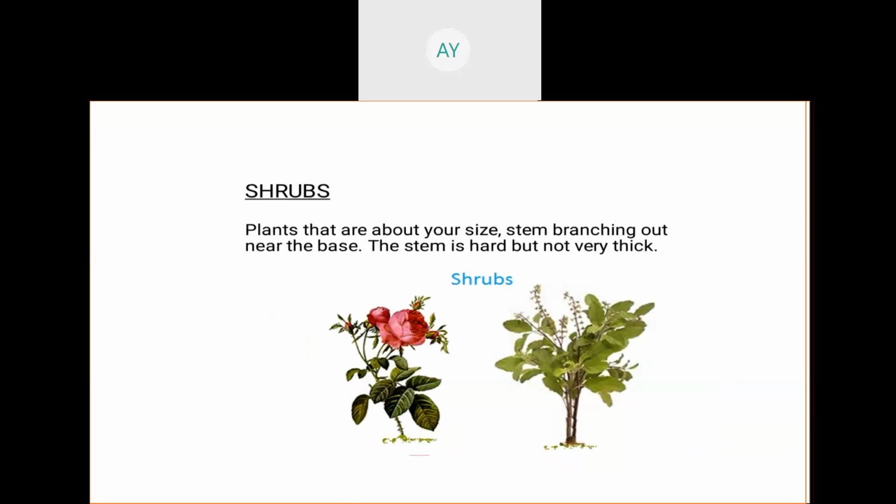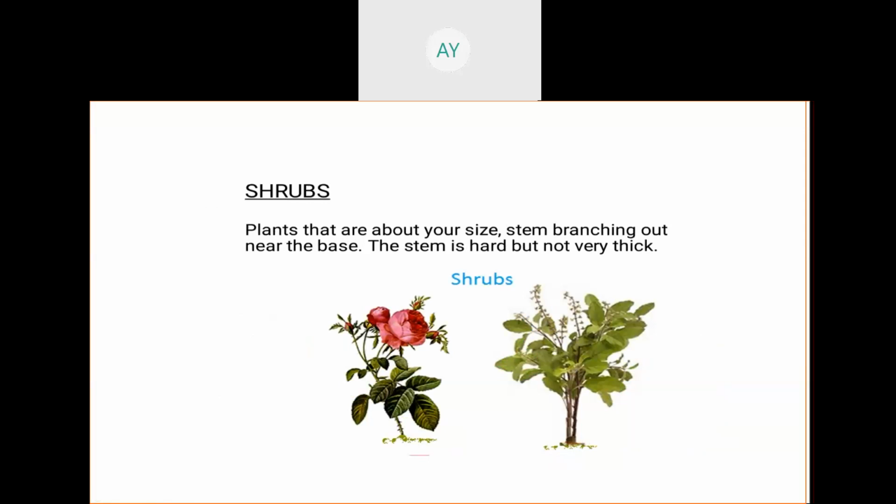You will find the stem is somewhat hard, and some amount of wood is present also, and not too much thick. That is known as shrubs. Generally, in case of shrubs, the height is a little bit smaller than you, about your size also. Stem branching occurs near the base. At the base region, you will find the branching, and the stem is a little bit hardy due to presence of wood.